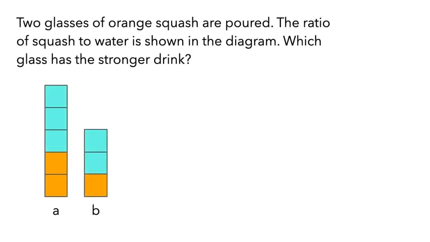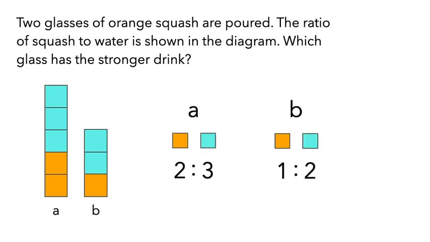So we've come to our last question, and this one's slightly different because it's going to ask us to compare 2 ratios. So let's have a look and see how we can solve this problem. 2 glasses of orange squash are poured. The ratio of squash to water is shown in the diagram. Which glass has the stronger drink? So we can see from the diagram that A has a ratio of 2 parts squash to 3 parts water. And for B, we have 1 part squash or concentrate to 2 parts water.